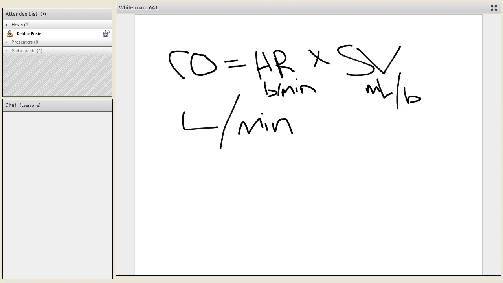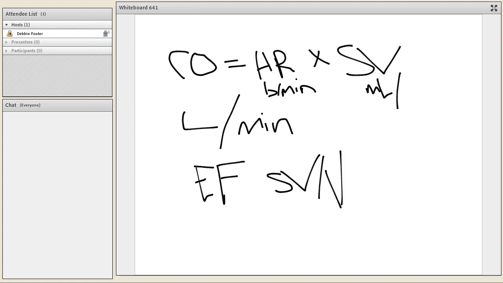Now, we don't really mention this a whole lot, but just as a little side note, ejection fraction is how much of the blood, oh, that's really bad. Let's just erase that, shall we? Ejection fraction is the amount of the stroke volume over the total volume. So it's a fraction. Sometimes it's converted into a percent.